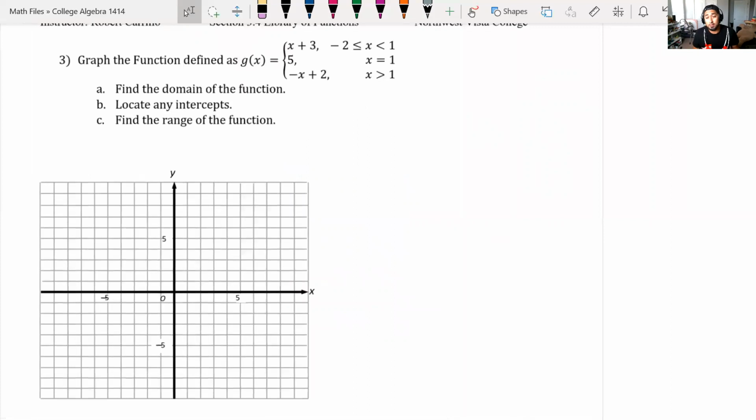Okay. And look at that. Last one for this one. All right. Graph the function g of x equals x plus 3 for values of x between -2 and 1. G of x equals 5 when x equals 1. And -x plus 2 for all values of x greater than 1. So let's graph it. And once again, XY charts for every single function.